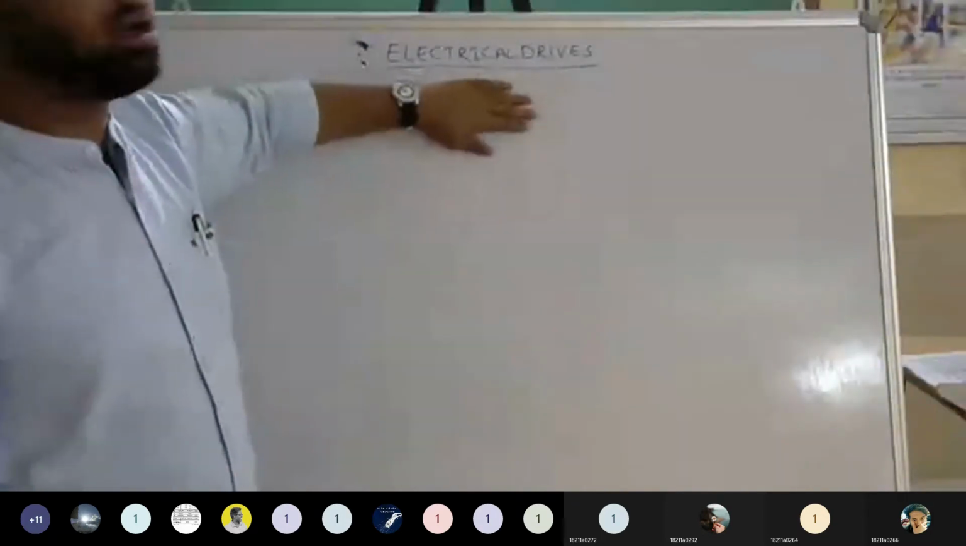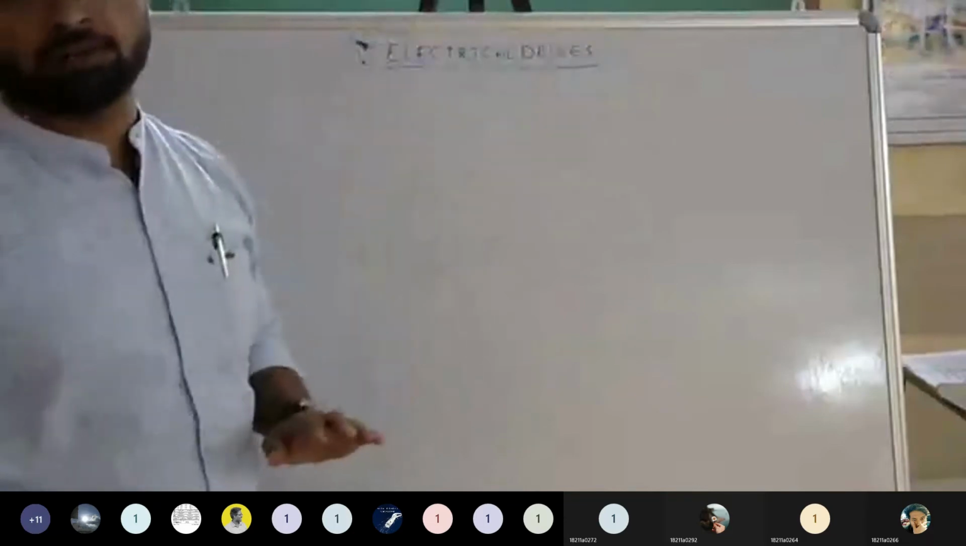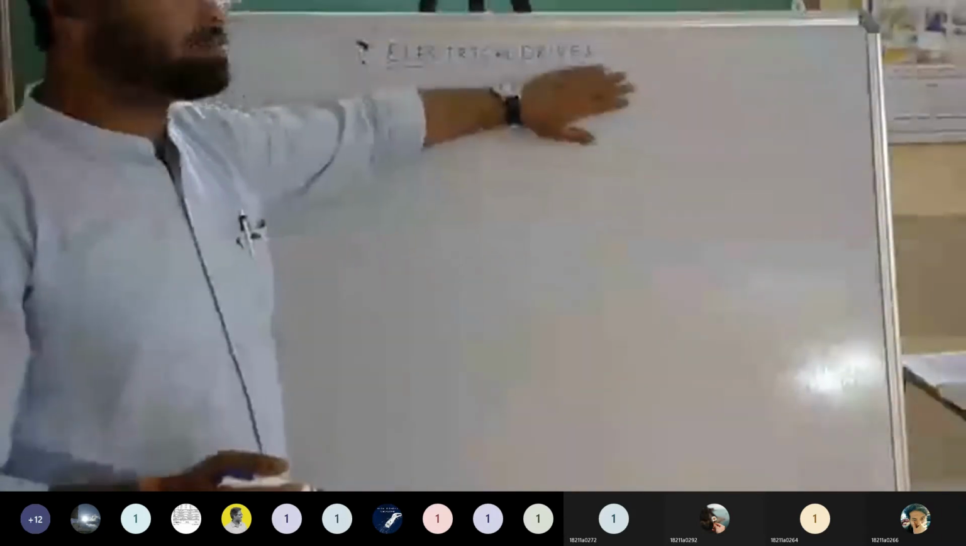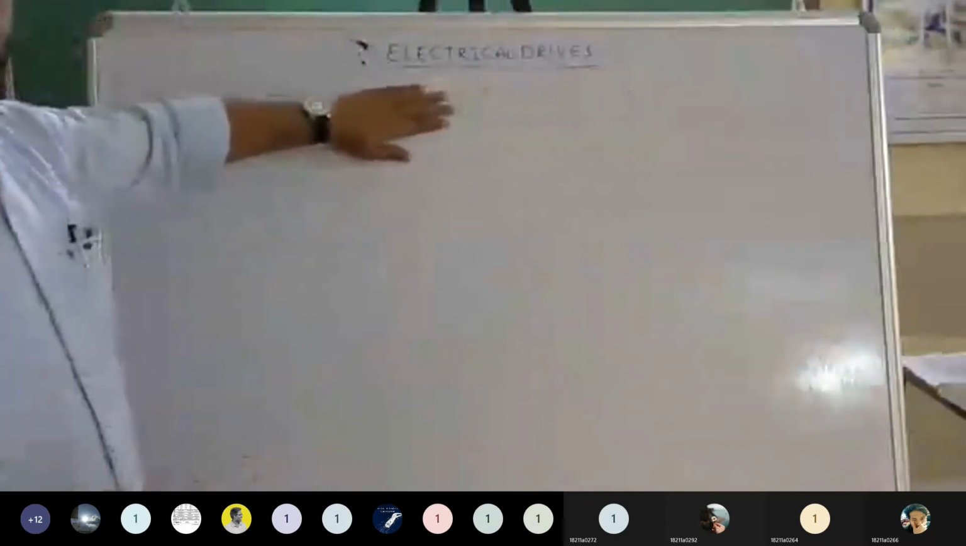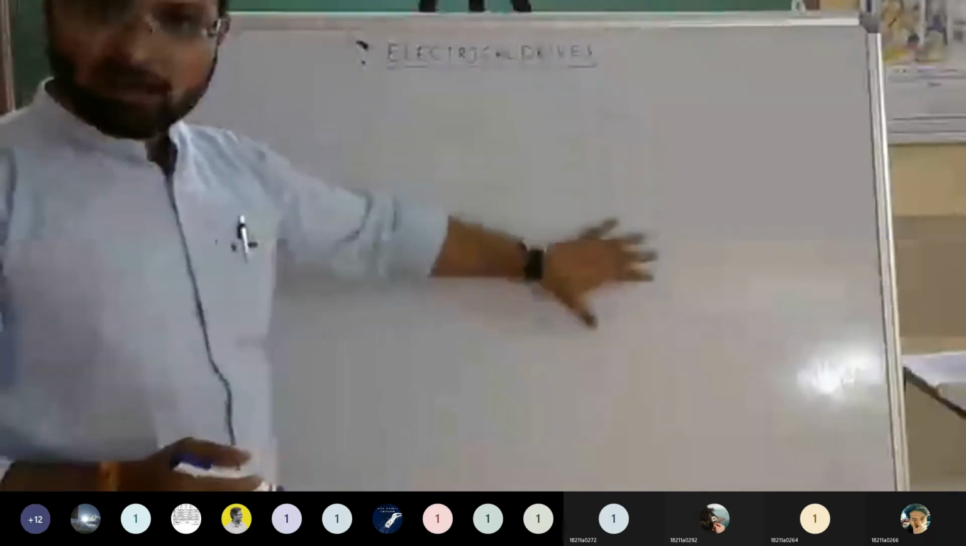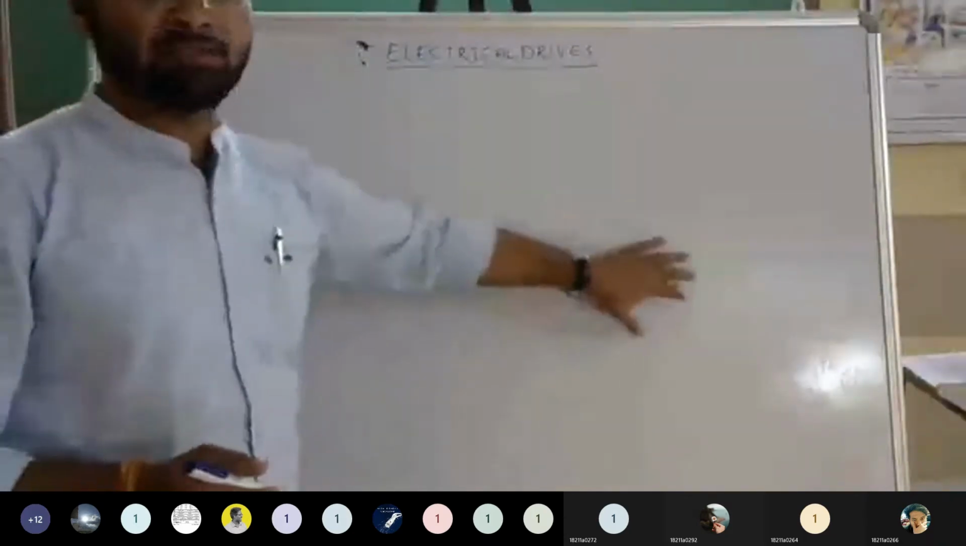What is our subject name? Electrical drives. So first we have to know what is the definition of electrical drives. Then why we are going for the electrical drives. Then what are the components available in the electrical drives. So in this class, first we will discuss what is the definition of electrical drives, then why we are going for electrical drives. So what is the block diagram of electrical drives? In that block diagram, what are the components available?